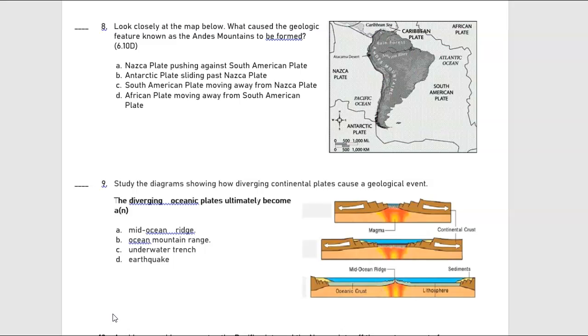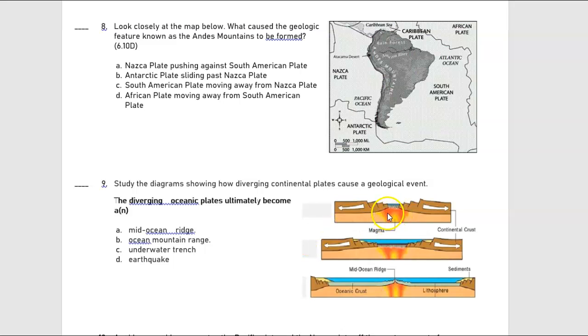Number 9. Study the diagrams showing how diverging continental plates can cause a geological event. The diverging oceanic plates ultimately become A. Mid-ocean ridge, B. Ocean mountain range, C. Underwater trench, or D. Earthquake.